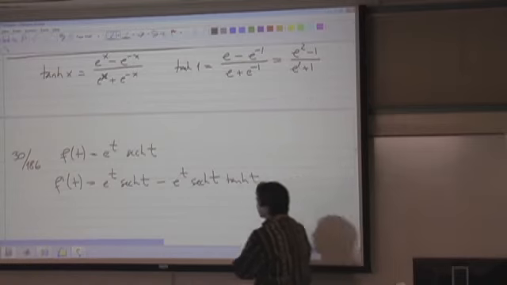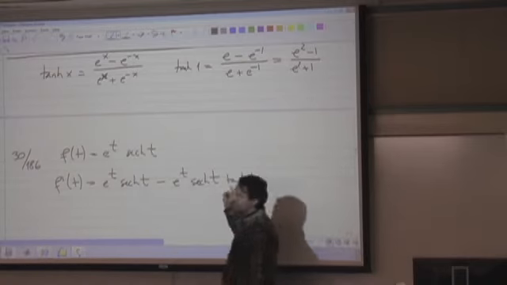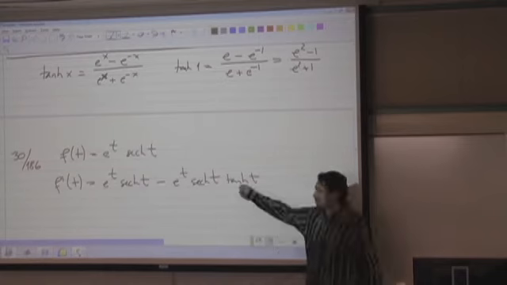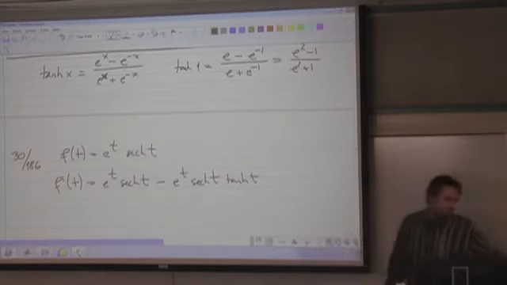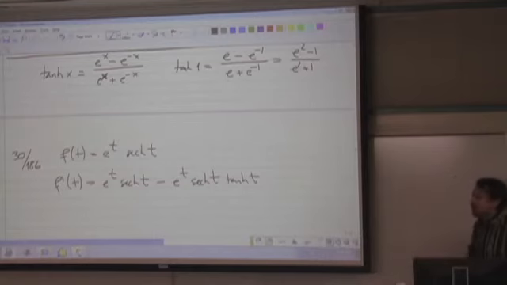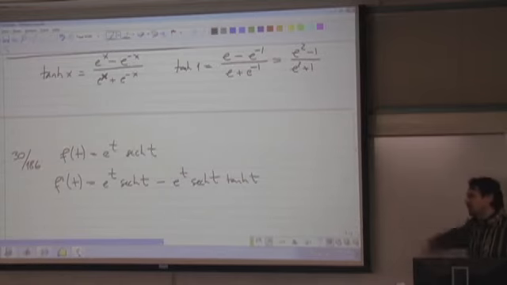If you factor out an e to the t hyperbolic secant, you end up with 1 minus hyperbolic tangent. And if you actually write what hyperbolic tangent is and get a least common denominator, the e to the t's will cancel out. So you'll just be left with 2e to the negative t over e to the t plus e to the negative t. But I wouldn't worry about it.